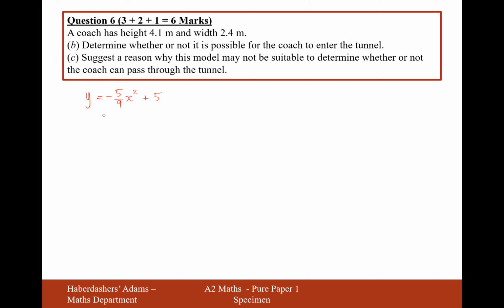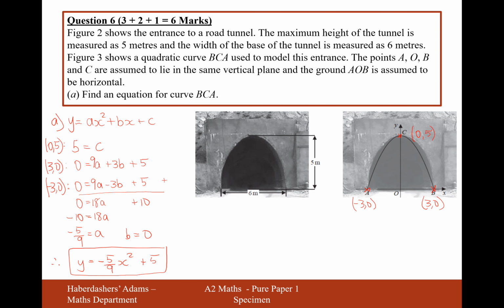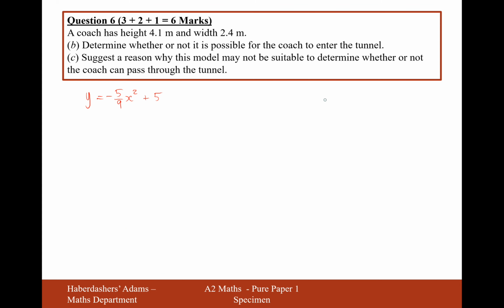And what we're going to say here then is that for the x coordinate, we want to find out what the maximum height is going to be. If the width is 2.4, then we're going to take an x coordinate of 1.2. So x equals 1.2. We're going to find out what this height is for the quadratic curve, and then see if it's less than or equal to 4.1 meters. So substituting in x equals 1.2, y here is going to be minus 5/9 times 1.2 squared plus 5.